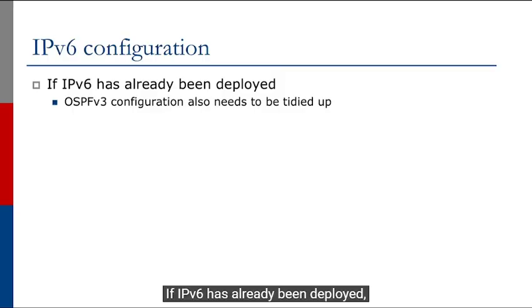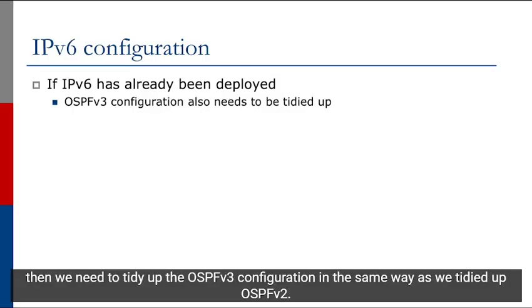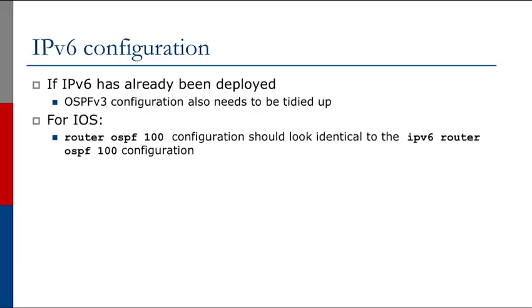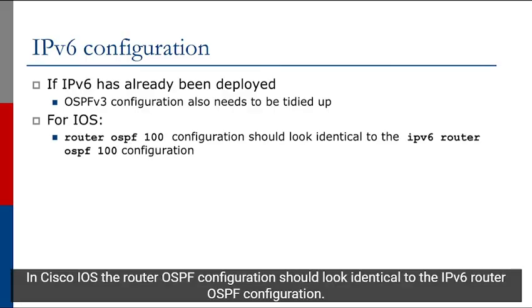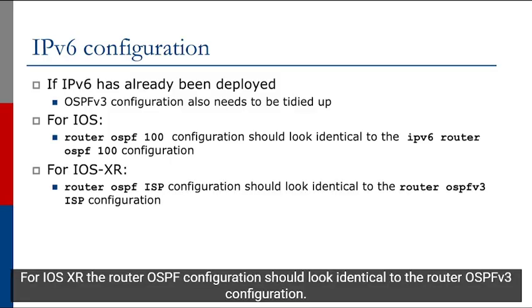If IPv6 has already been deployed, then we need to tidy up the OSPF version 3 configuration in the same way as we tidied up OSPF version 2. In Cisco IOS, the router OSPF configuration should look identical to the IPv6 router OSPF configuration. For IOS XR, the router OSPF configuration should look identical to the router OSPFv3 configuration.